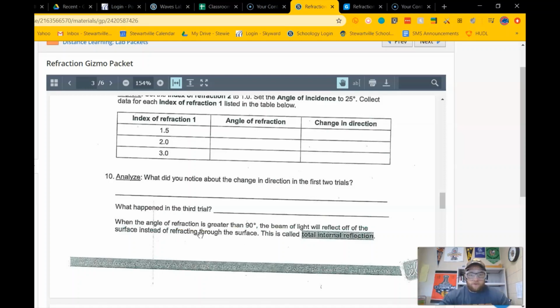When the angle of refraction is greater than 90 degrees, the beam of light will reflect off of the surface instead of refracting through the surface. This is called total internal reflection.